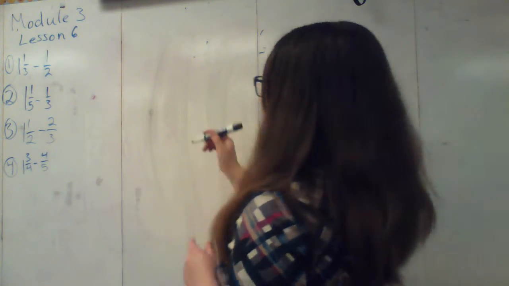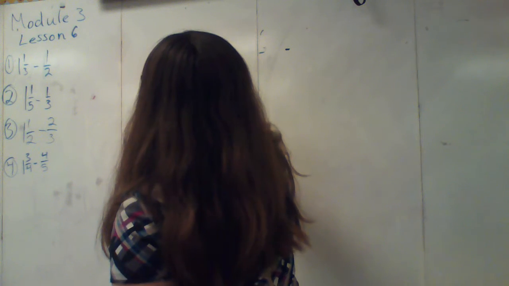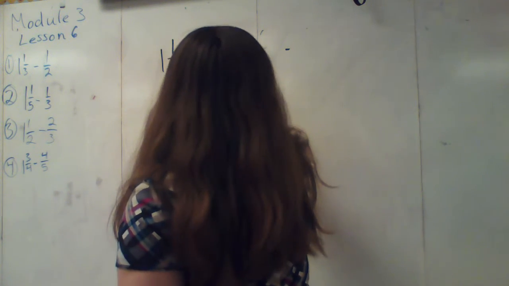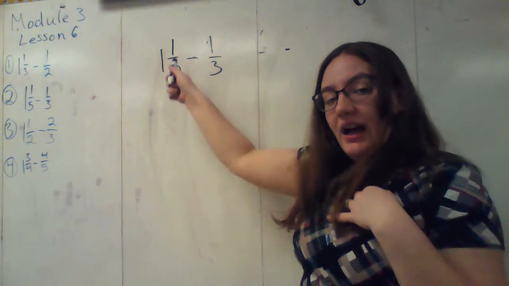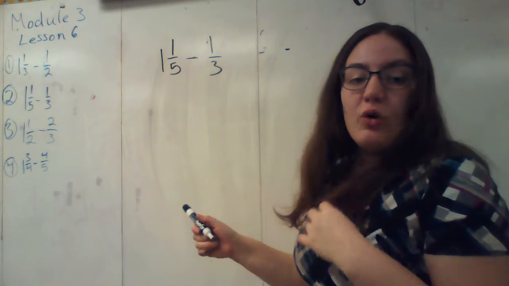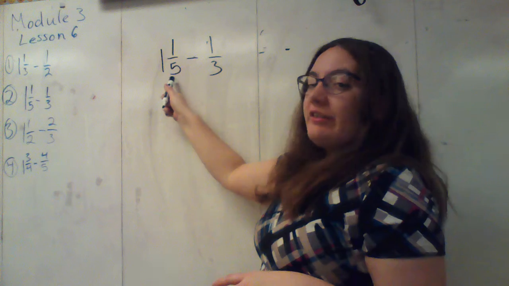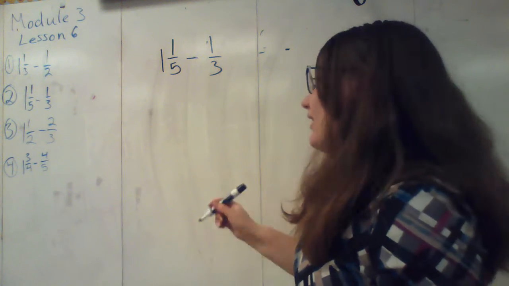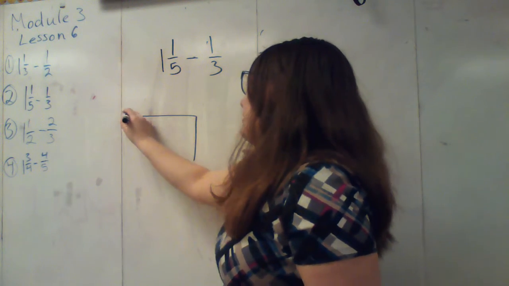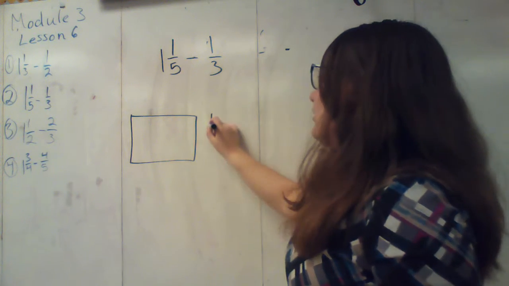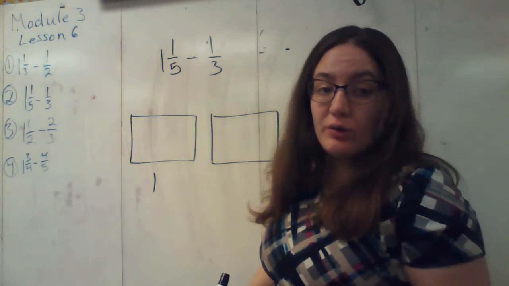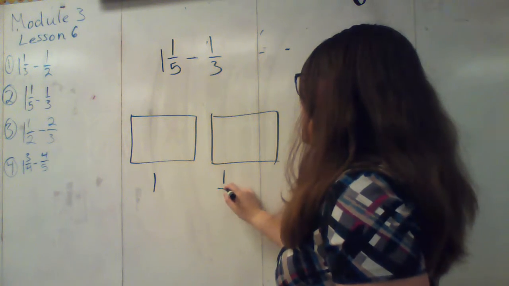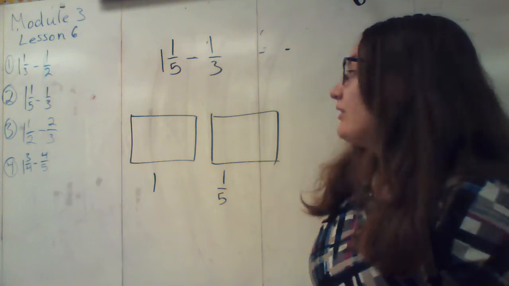So for this next problem, I have 1 1/5 minus 1/3. So remember, again, I am not drawing a model to show 1/3. I'm only drawing 2 different area models to show 1 and then 1/5. So I'll draw my box for 1 and then for 1/5. So this is going to show my 1 and this will show my 1/5.